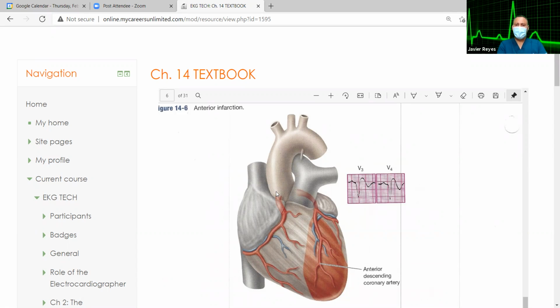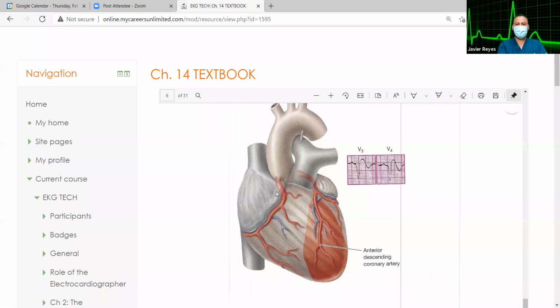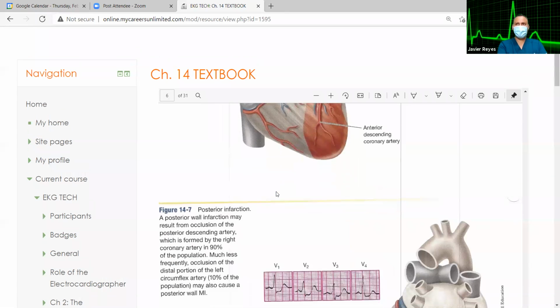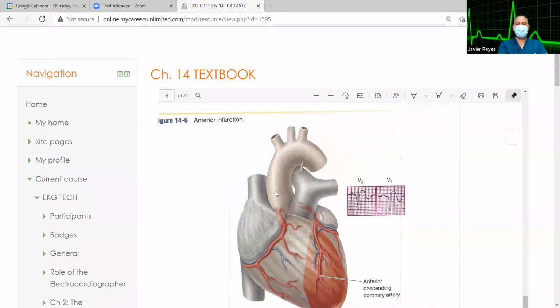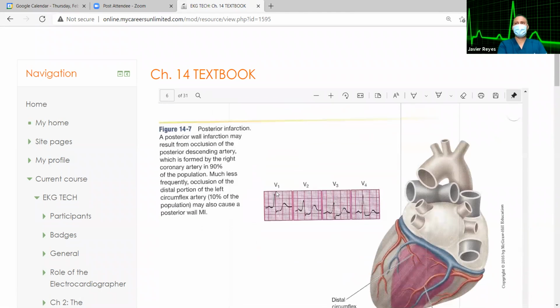So V3 has your P wave, deep pathological Q, and then your R is super elevated, ST elevation, and then your inverted T wave. Same thing pretty much for V4. So this person is having what kind of heart attack? Anterior, right? With ST elevation.